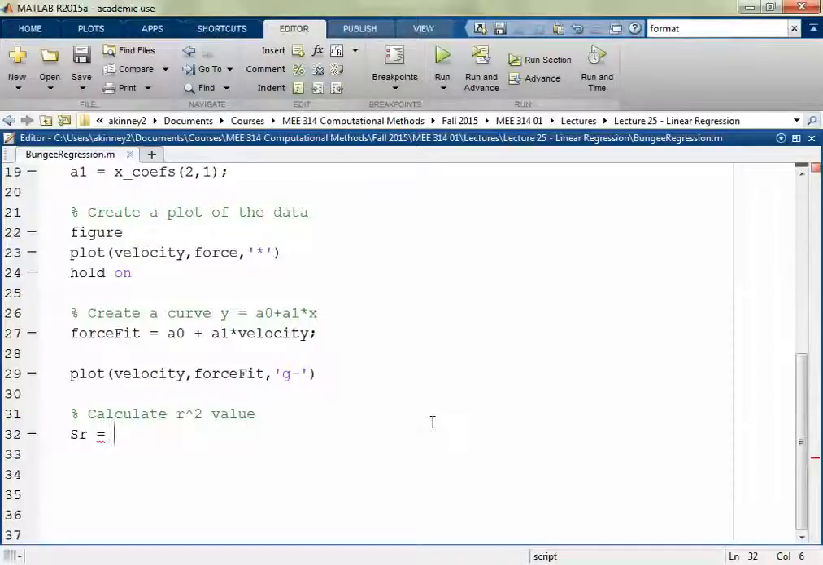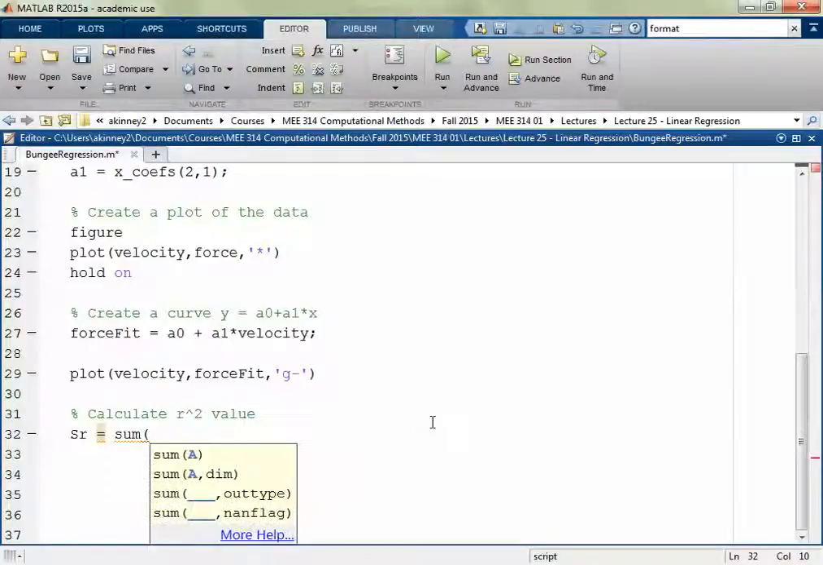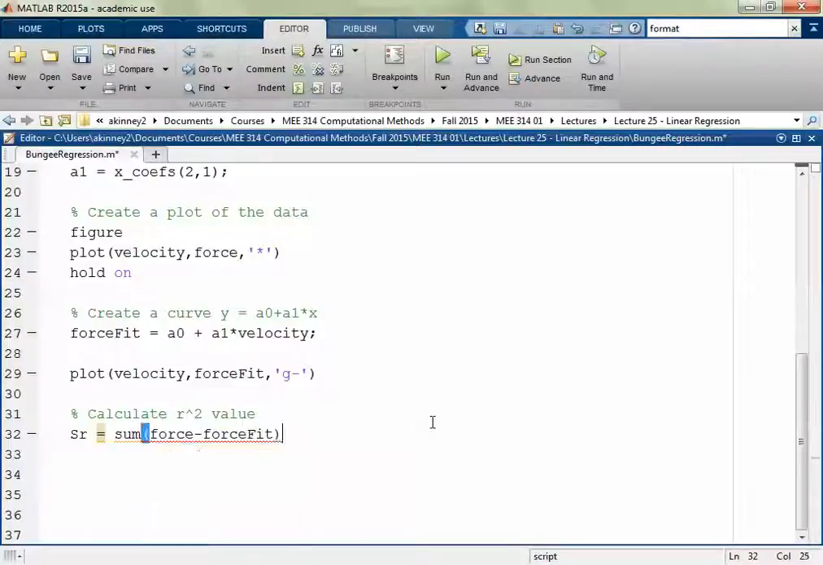The sum function, right? We have a sum function in MATLAB, so I can take advantage of that. Sum will take the sum of a bunch of values in a vector. So both force and force fit are vectors. I want to get one number, so SR is just one number. So I'm going to take the sum of force minus force fit, and that's going to give me my SR value.